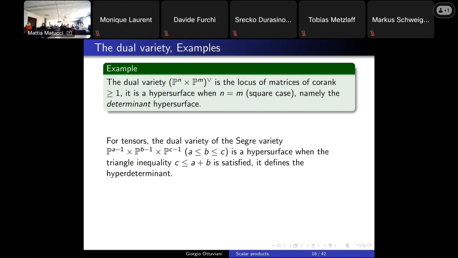There is no Gaussian elimination theory like here that allows computing the determinant in polynomial complexity easily. The computation of the hyperdeterminant is very hard.